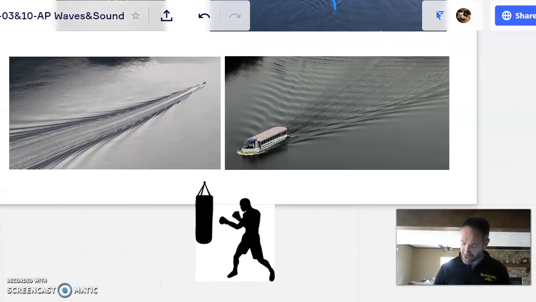And remember, what was the problem with the boxing gym that only had one punching bag? You had to wait for the punchline.